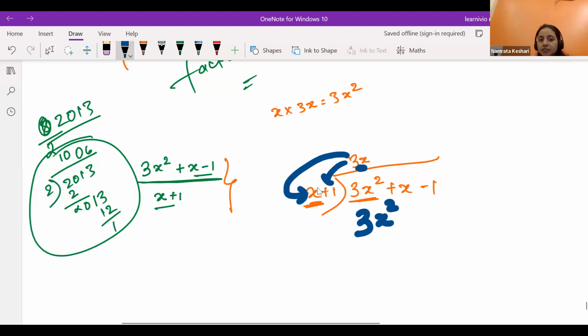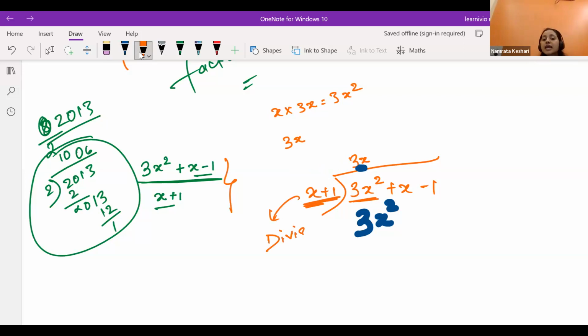Okay, let me write what we are going to have in the next step. So 3x we realize that we will multiply with x and we will be having 3x square. But 3x we need to multiply with everything, whatever is there in the divisor part. The divisor is not just x, it is x plus 1. So the 3x, the quotient I have written, we need to multiply it with everything. Ma'am, I have a question. Yes, please tell me.